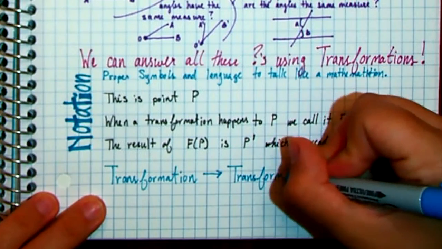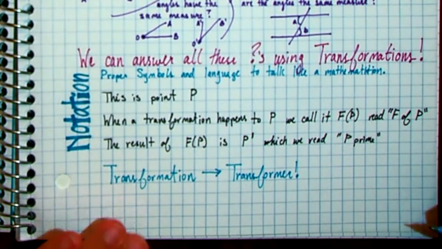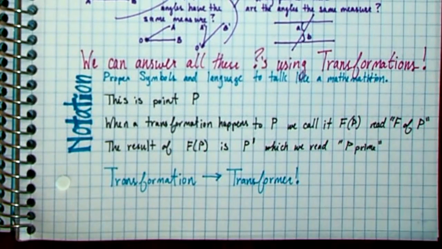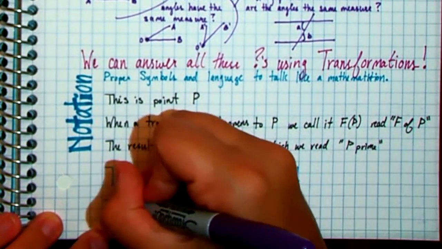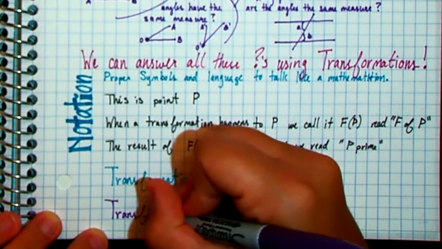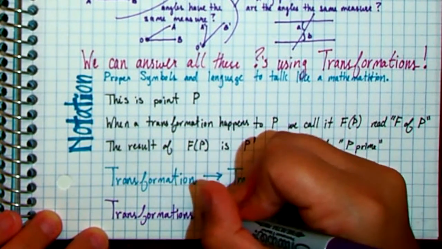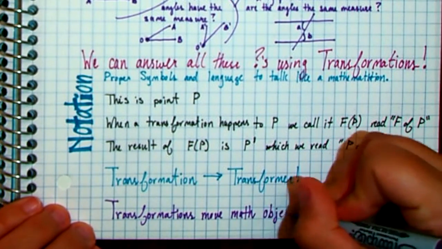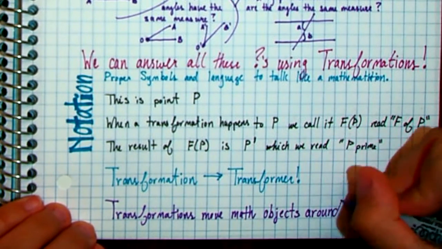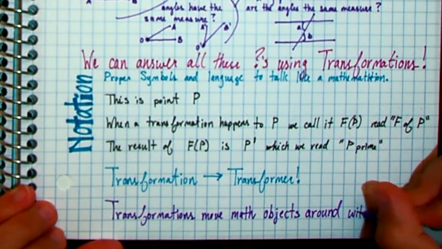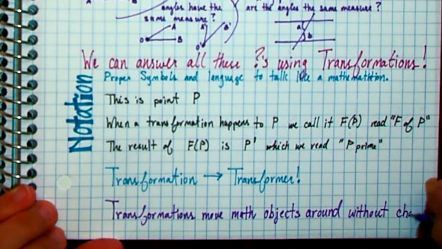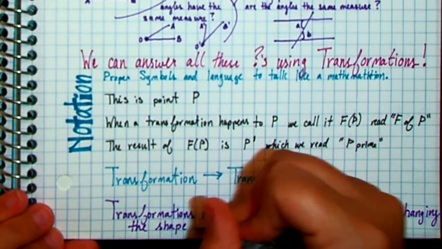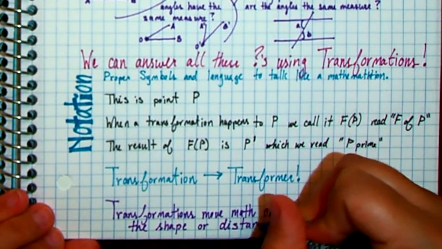So transformation, it transforms what we have. The final idea is that transformations move math objects around without changing the shape or distance. So we can move all sorts of things around a plane without compromising measurements that we've already taken. It's a really great tool to use in math class.